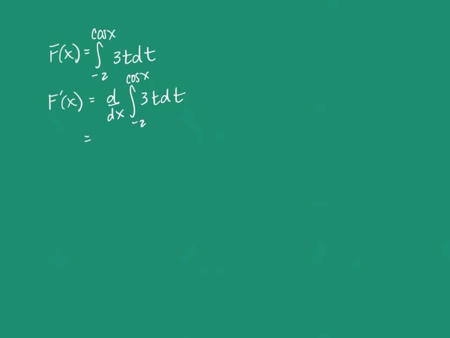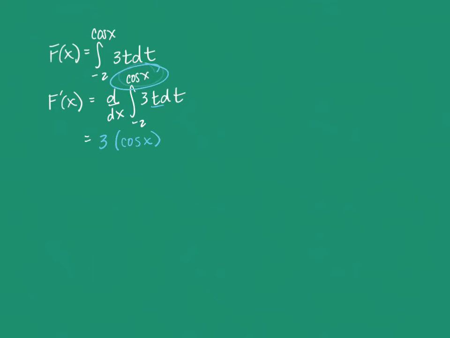When that's the case, the idea here is that you're plugging this bound in for the variable, and then multiplying by its derivative, and then subtracting, plugging this bound again into that variable and multiplying by the derivative. The dt goes away, the integral goes away. What you end up getting here is 3 times cosine of x.